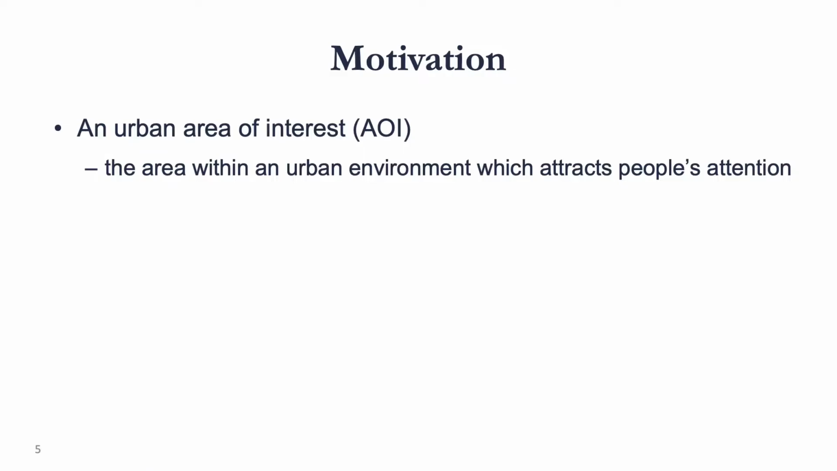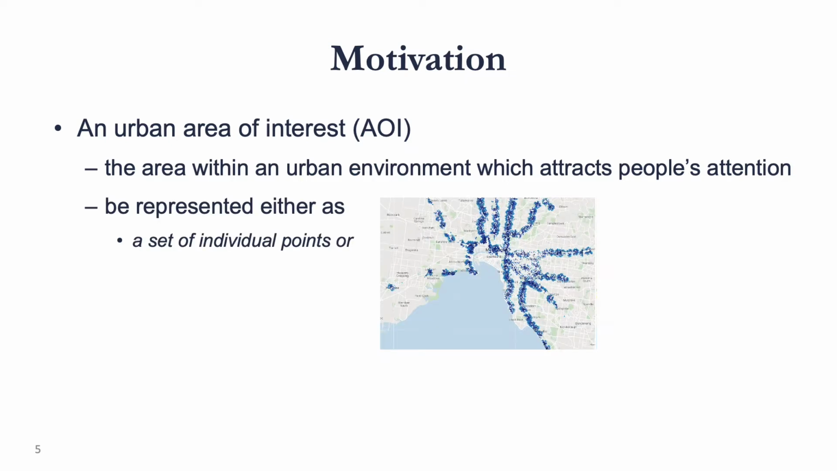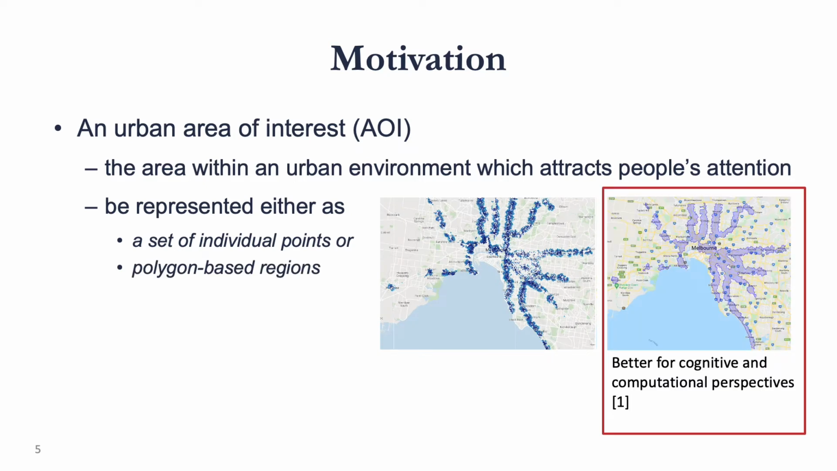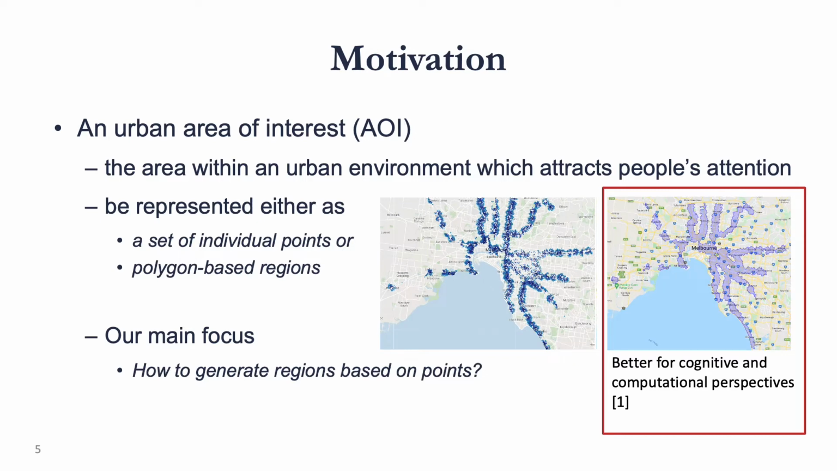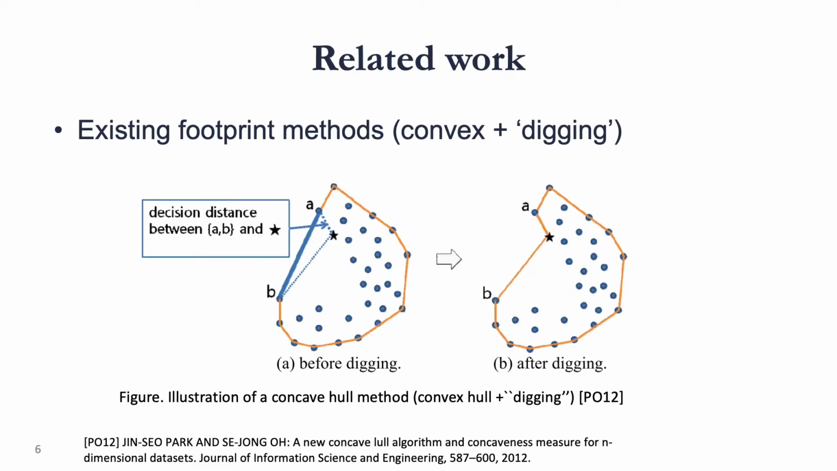So an AOI is just an area that satisfies the user query. Normally, they could be represented either as a set of individual points or polygon-based regions. Our focus in this paper is how to generate those regions based on points, which is also known as the footprint method. There are dozens of footprint algorithms proposed in the literature.